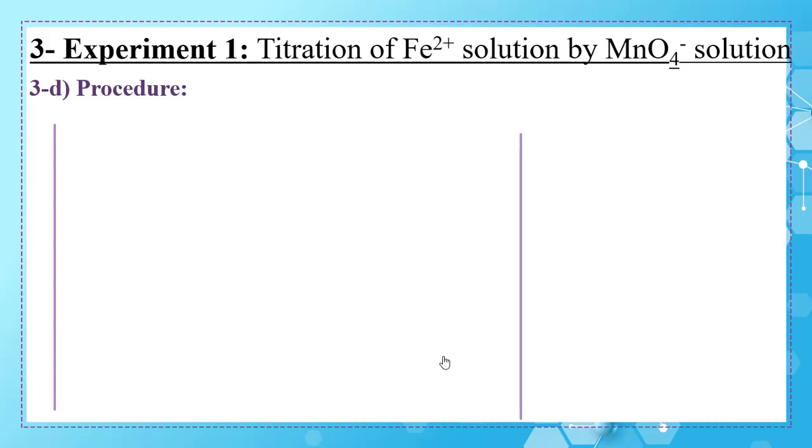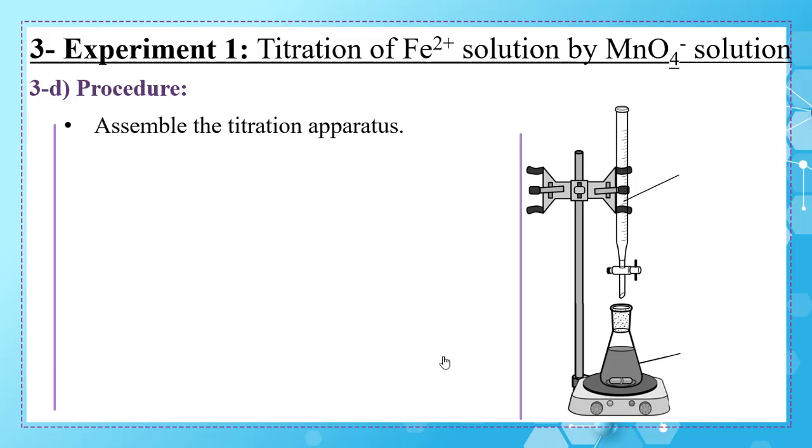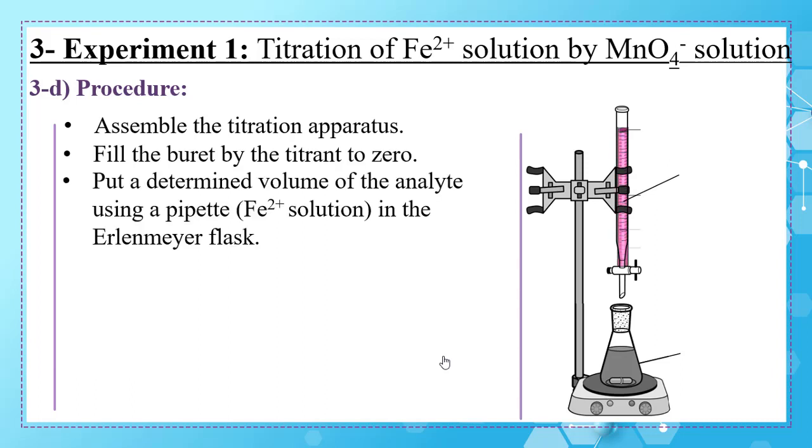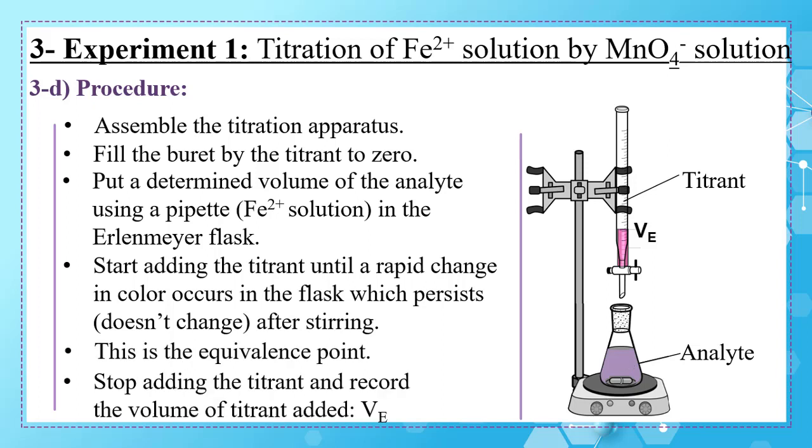So, in the procedure, as a summary, we assemble the titration apparatus. We fill the burette with the titrant to the 0 mark. We put a determined volume of the analyte using a pipette. In this case, the analyte is Fe2+ solution in the Erlenmeyer flask. We start adding the titrant until a rapid change in color occurs in the flask and persists. This is the equivalence point. Stop adding the titrant and record the volume of the titrant added, V equivalence.